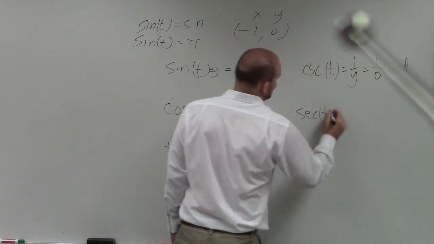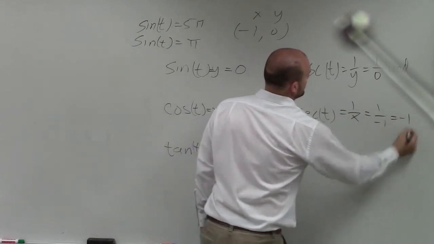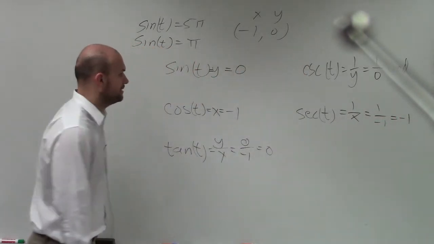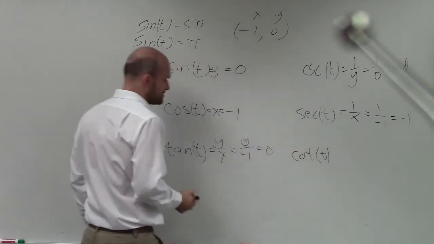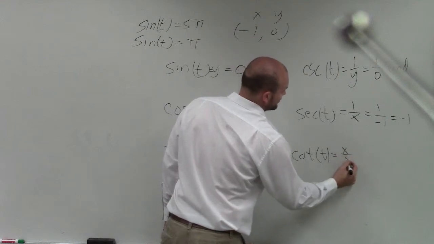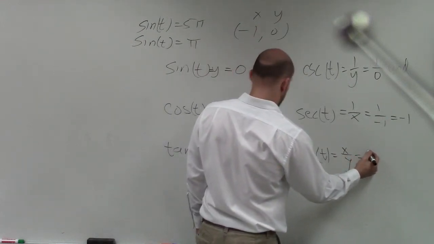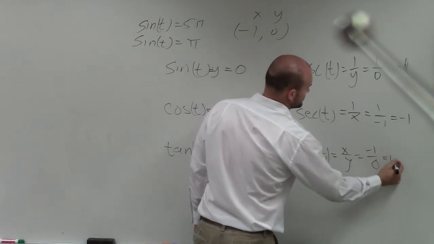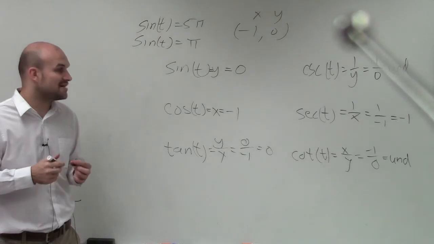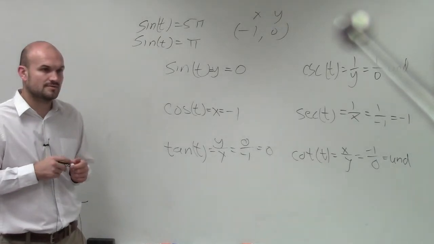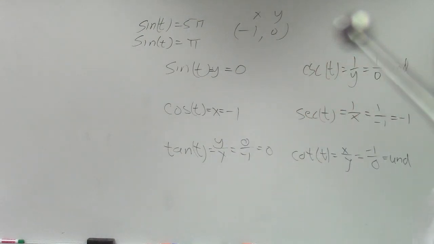Secant of t, I know, crazy, is 1 over x. 1 over -1 equals -1. Then we go to cotangent. Cotangent of t is equal to x over y, which equals -1 over 0, which is undefined. So in this example, ladies and gentlemen, we actually have 2 undefined functions. OK? There you go.